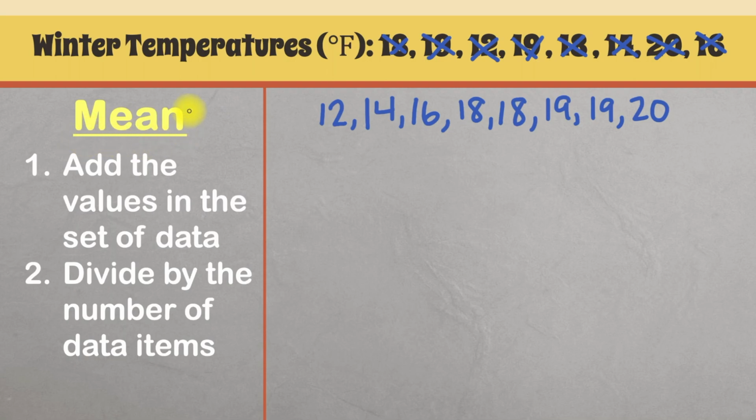To calculate the mean, the first step is to add the values in the set of data. So I'm going to add these numbers two at a time until I get the grand total for all of these items together. So I'll put 12 and 14 together.